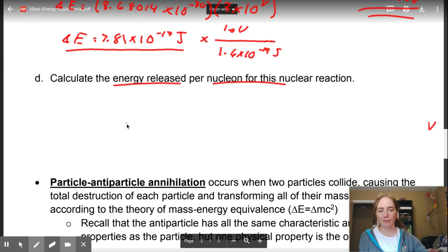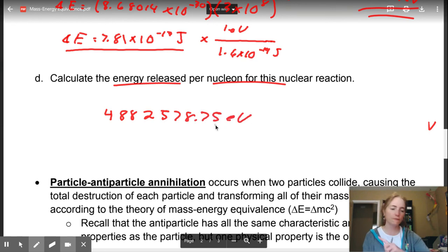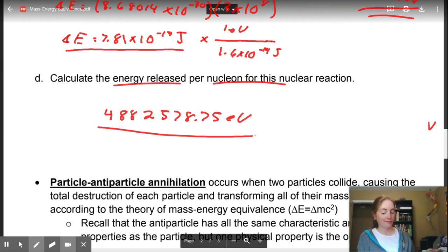Well, ladies and gentlemen, we have our energy. Let's use electron volts. We're going to use our entire number, not our rounded number that I gave you, the full number from your calculator. So 4882578.75 electron volts. Full digits, ladies and gentlemen. No rounding till the end. How many nucleons were there? 226.